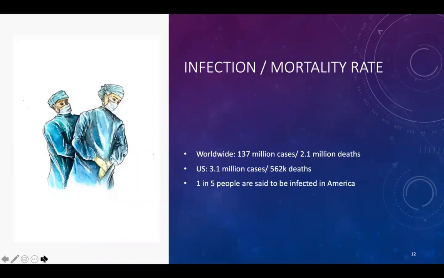Infection and mortality rate. Worldwide, there have been 137 million cases, resulting in 2.1 million deaths. In the US, there have been 3.1 million cases. 562,000 have died as a result of that. 1 in 5 people are said to be infected in America.